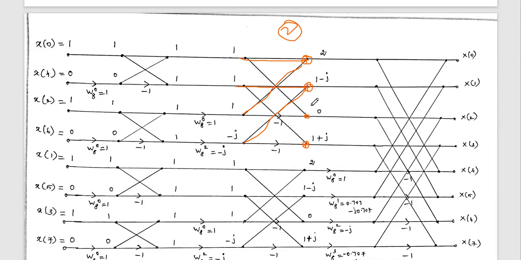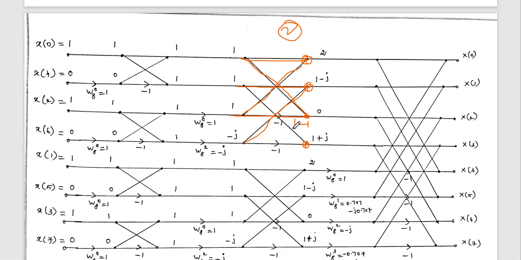Similarly, you see the third line. In the third line, 1 is coming here. Then in this line, 1 multiplied with minus 1, so here 1. So 1 minus 1 is 0.